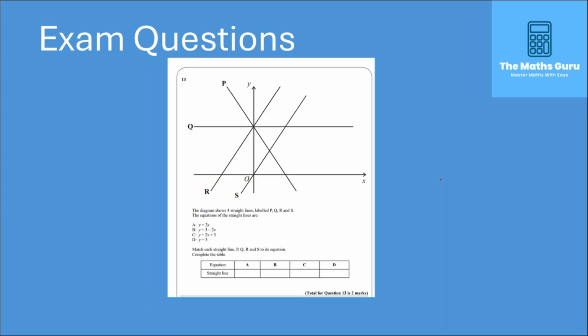Okay, looking at our final question today, we are told the diagram shows 4 straight lines labeled P, Q, R, and S. The equations of the straight lines are y equals 2x, y equals 3 minus 2x, y equals 2x plus 3, and y equals 3. Match each straight line to its equation.